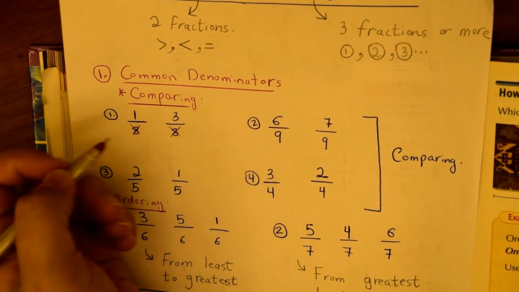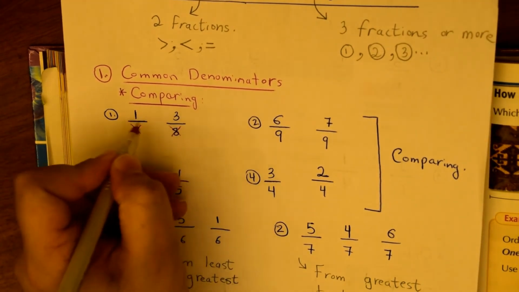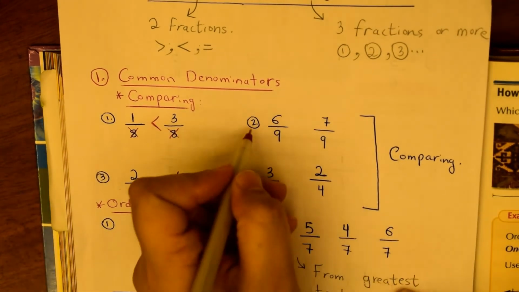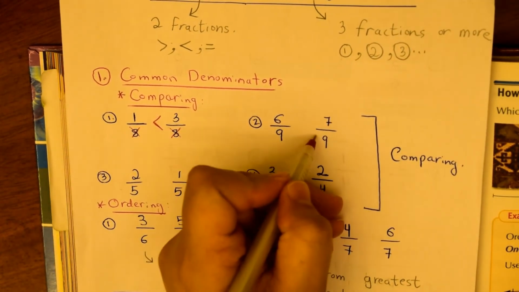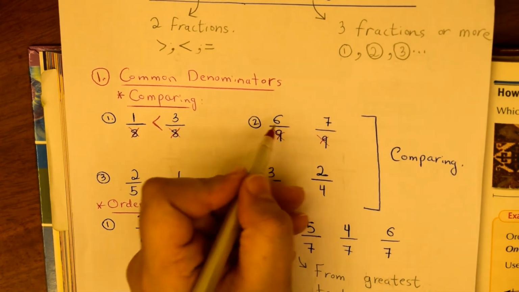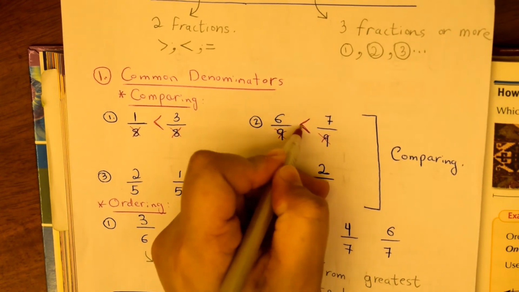and the 8. Then I will see which one is greater, 3 or 1. 3 is greater than 1. Then this fraction is greater than this. Number 2, I have down 9 and 9. I will cross the 9. Then I will see which one is greater, 7 or 6. 7 is greater than 6. Then this fraction is greater.